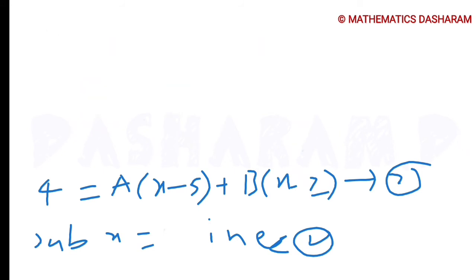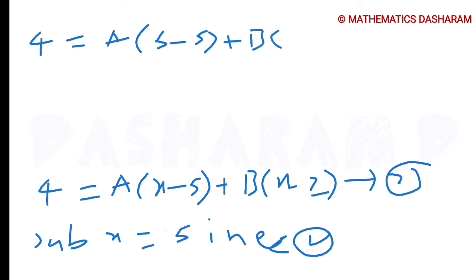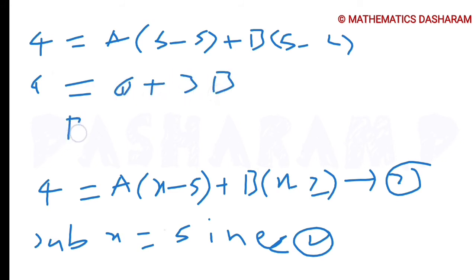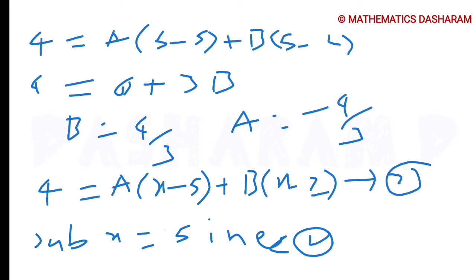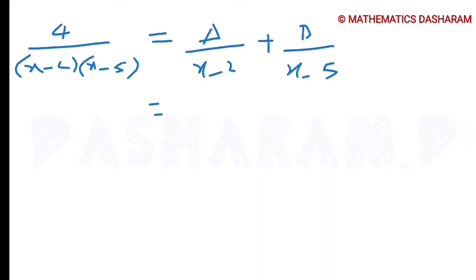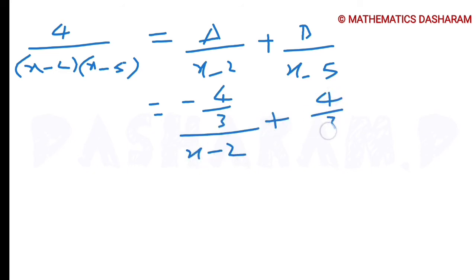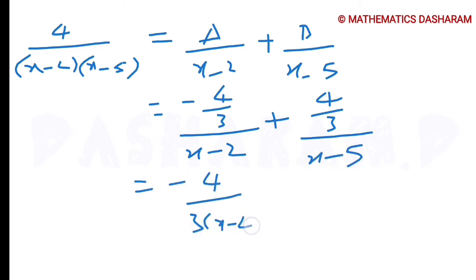So now to get the b value, substitute x equals 5 in equation 2. So 4 equals a into 5 minus 5 plus b into 5 minus 2. So 4 equals 0 plus 5 minus 2 is 3b, so then b equals 4 by 3. So the a value is minus 4 by 3 and the b value is 4 by 3. Substitute them in equation 1. So minus 4 by 3 divided by x minus 2, and 4 by 3 divided by x minus 5. So minus 4 by 3 into x minus 2 and 4 by 3 into x minus 5.